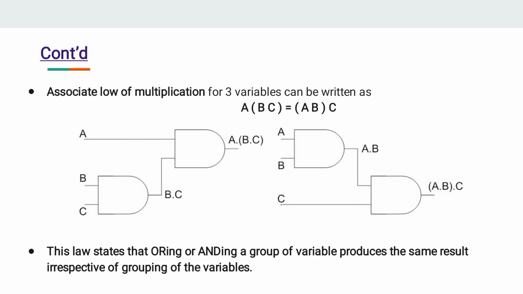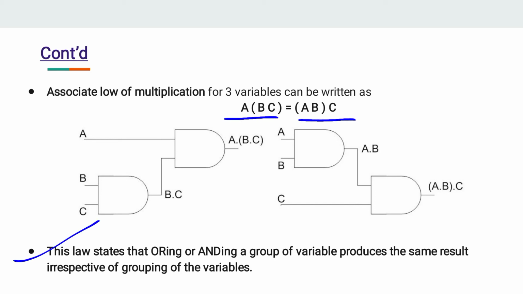So the next one is the associative law of multiplication for three variables. It can be written as, again the same thing, but you have to take the multiplication condition. You have to group BC here, then AB here. So apply the truth table of the AND gate. Whatever output you get at this place will always be equal to this.